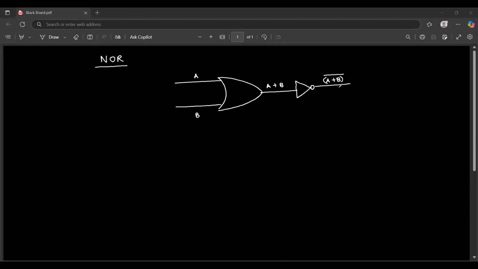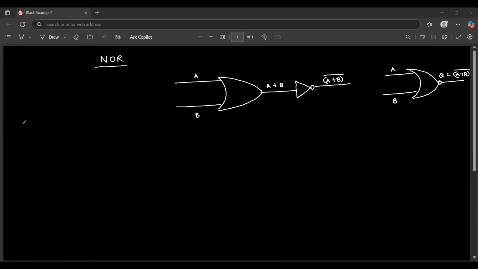Do we have a single circuit diagram for a NOR gate? Yes, we do. It looks like this. We have two inputs, and there is the NOR gate. If you put a circle in front of an OR gate, that is the NOR gate symbol. So A, B, the output will be A plus B whole thing bar.